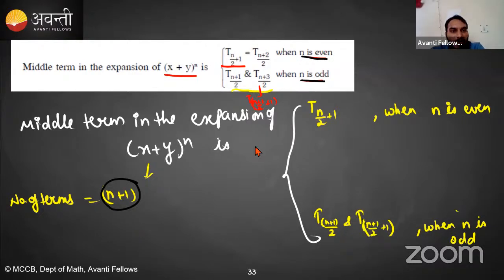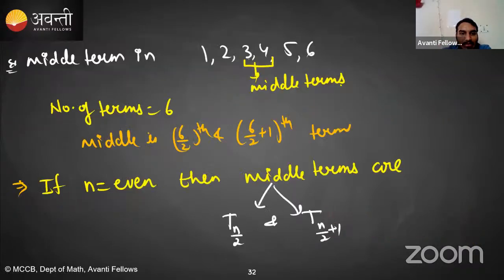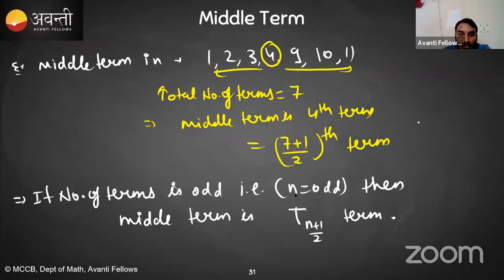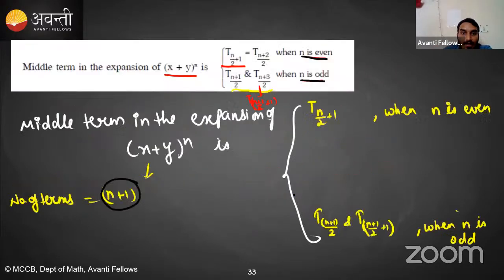Very good. You just have to remember this formula. Here the n is not the power in (x plus y) raised to the power n; this n is saying the number of terms. N is representing the number of terms. But in the formula, this n is representing the power. The number of terms is n plus 1. Is that clear?